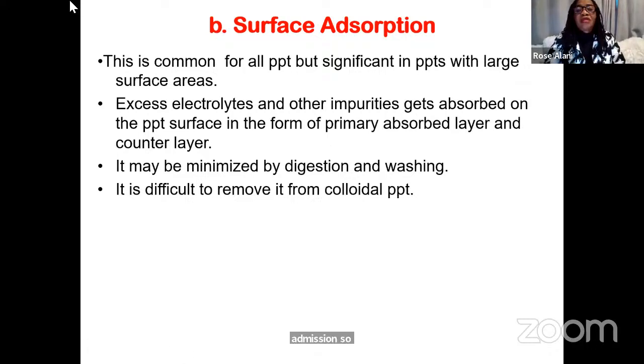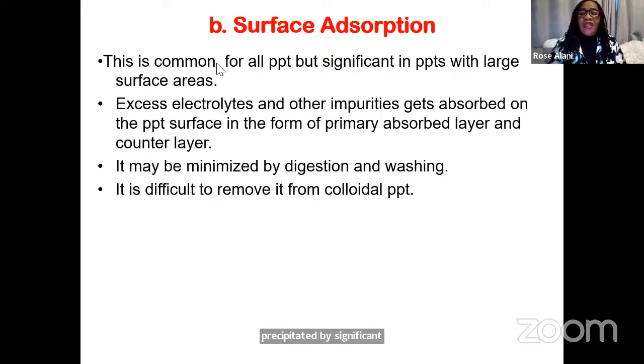Surface adsorption is common for all precipitates, but significant in precipitates with large surface areas. It's common in all precipitation, but it is much more significant in precipitates that have large surface areas.